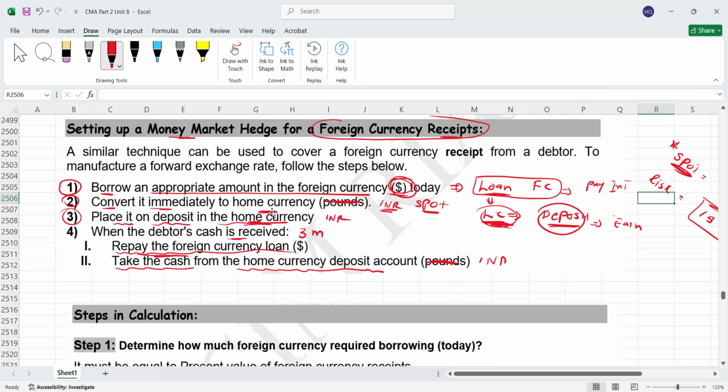Now we are going to go through the example and perform all these calculations. So here we go.